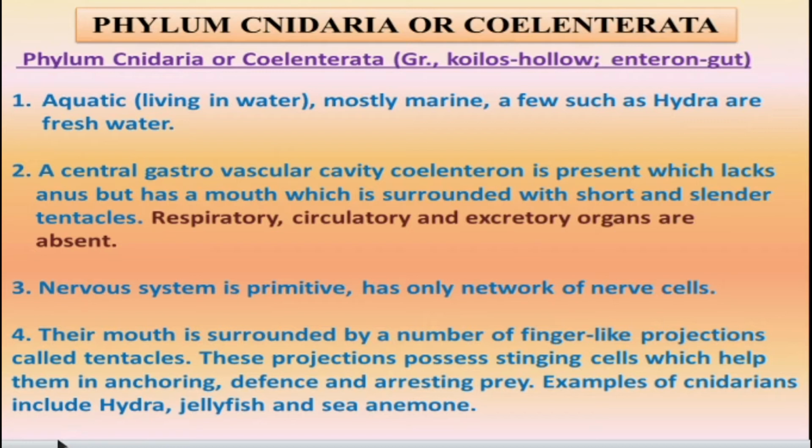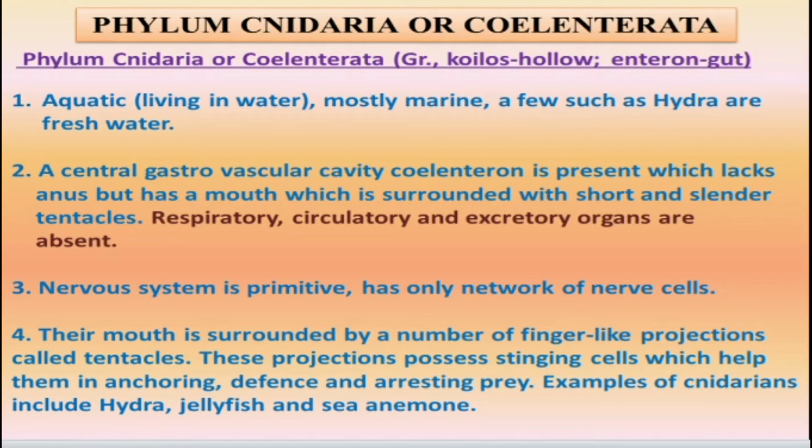Respiratory, circulatory, and excretory organs are absent. The nervous system is primitive, with only a network of nerve cells. Their mouth is surrounded by a number of finger-like projections called tentacles. These projections are used for capturing food and easily attracting and capturing the food that helps the animal.